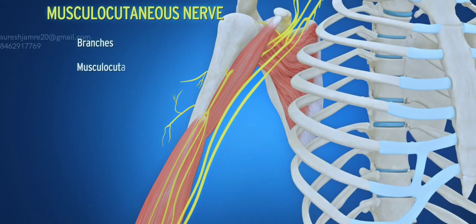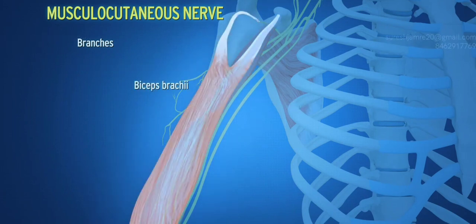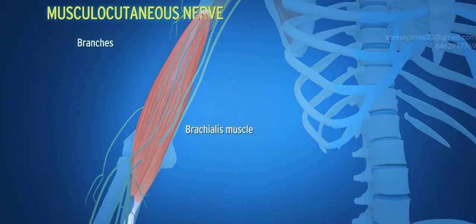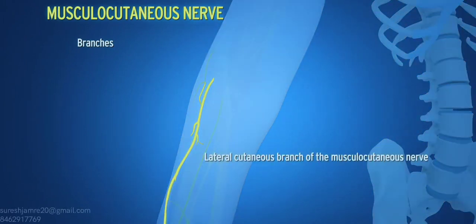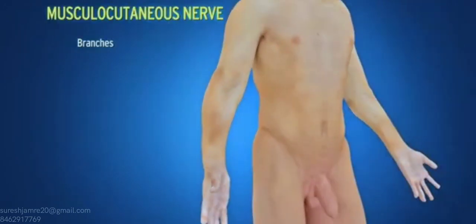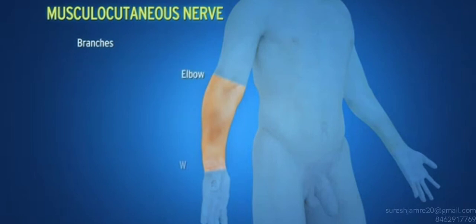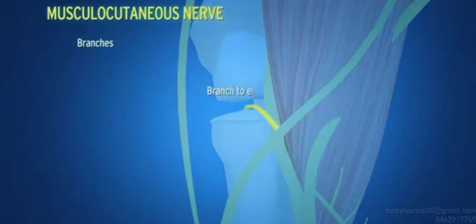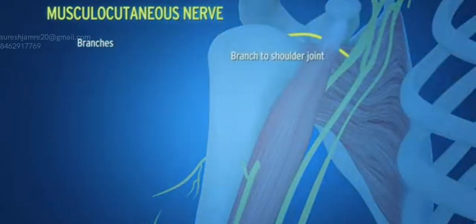Branches. Musculocutaneous nerve provides muscular branches to the coracobrachialis, biceps brachii, and brachialis muscle. The lateral cutaneous branch of the musculocutaneous nerve supplies skin over the lateral side of the forearm from elbow to wrist. It gives branches to the elbow joint and shoulder joint.